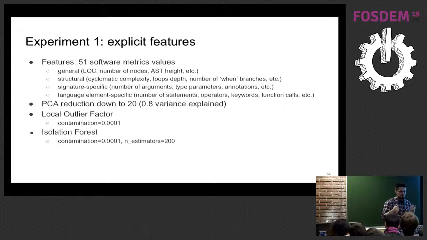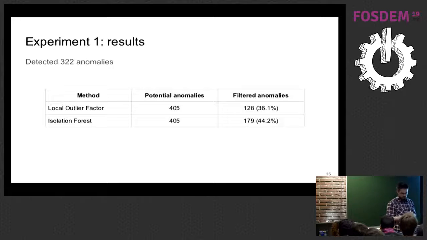We ran local outlier factor and isolation forests on it. The contamination parameter here is basically the proportion of outliers in the data set. And this is another design decision because we have no idea how many anomalies there are. So we just set it to some small number, like 0.01%, to keep the results observable by humans. That left us with 0.01% of 4,400,000 functions, which we manually observed and selected 322 anomalies that could have been of interest to language developers.